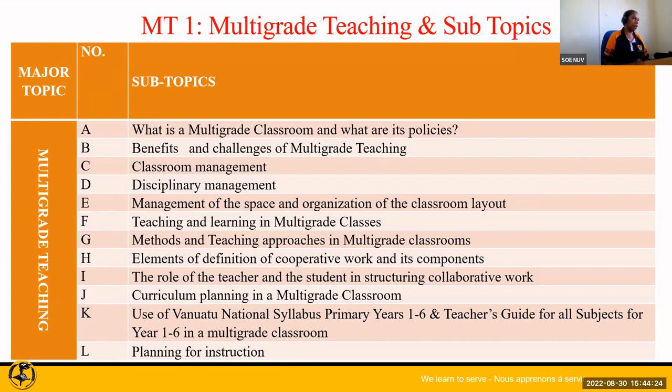J, curriculum planning in a multigrade classroom. K, the use of one or two national syllabi, primary years 1 to 6, and teacher's guide for all subjects for years 1 to 6 in a multigrade classroom. And the last one is planning for instruction.